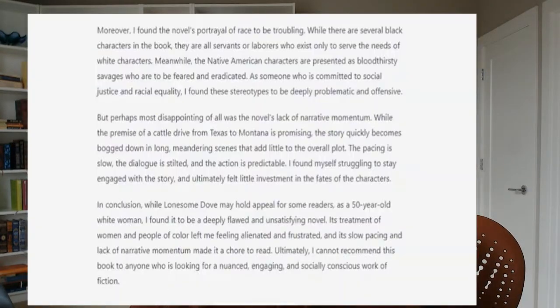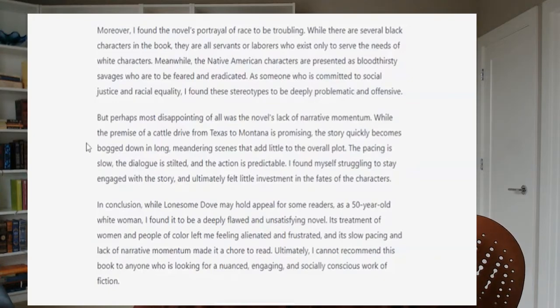Meanwhile, the Native American characters are presented as bloodthirsty savages who are to be feared and eradicated. As someone who's committed to social justice and racial equality, I found these stereotypes to be deeply problematic and offensive.